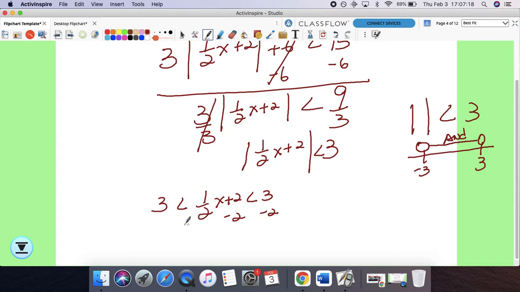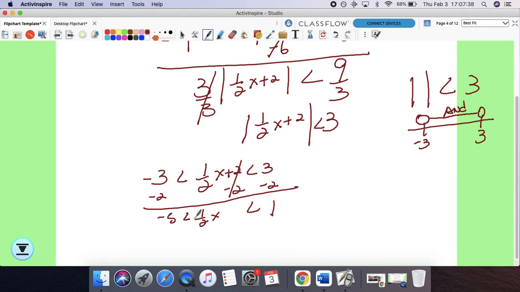Minus 2 on both sides. This is going to be, sorry, this is -3. So -3 minus 2 is -5. I get half x. I got rid of the 2's. This is 1. Now I'm going to multiply both sides by 2. Everybody by 2, because if I multiply everybody by 2, this goes away, and I'm left with x, which is what I want, my variable isolated. 1 times 2 is 2, and 2 times -5 is -10.